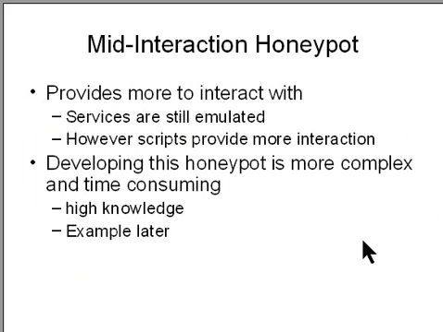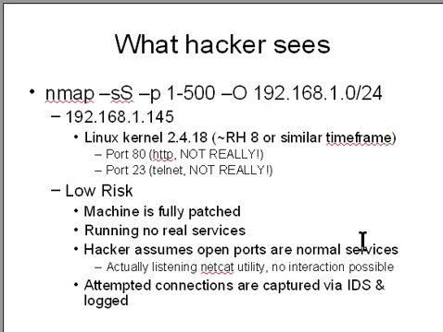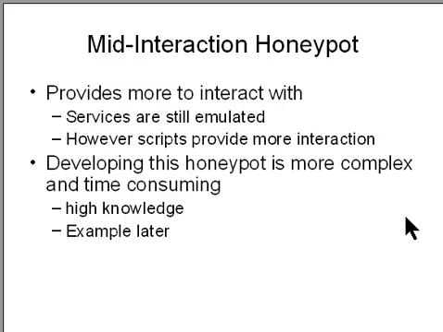Okay, a mid-interaction honeypot provides a little more interaction with the system. Recall over here that, for example, because Telnet is running, the attacker may try to Telnet to port 23, but there's going to be no response because it's really netcat listening. And so the attacker really can't interact in any way with the system.